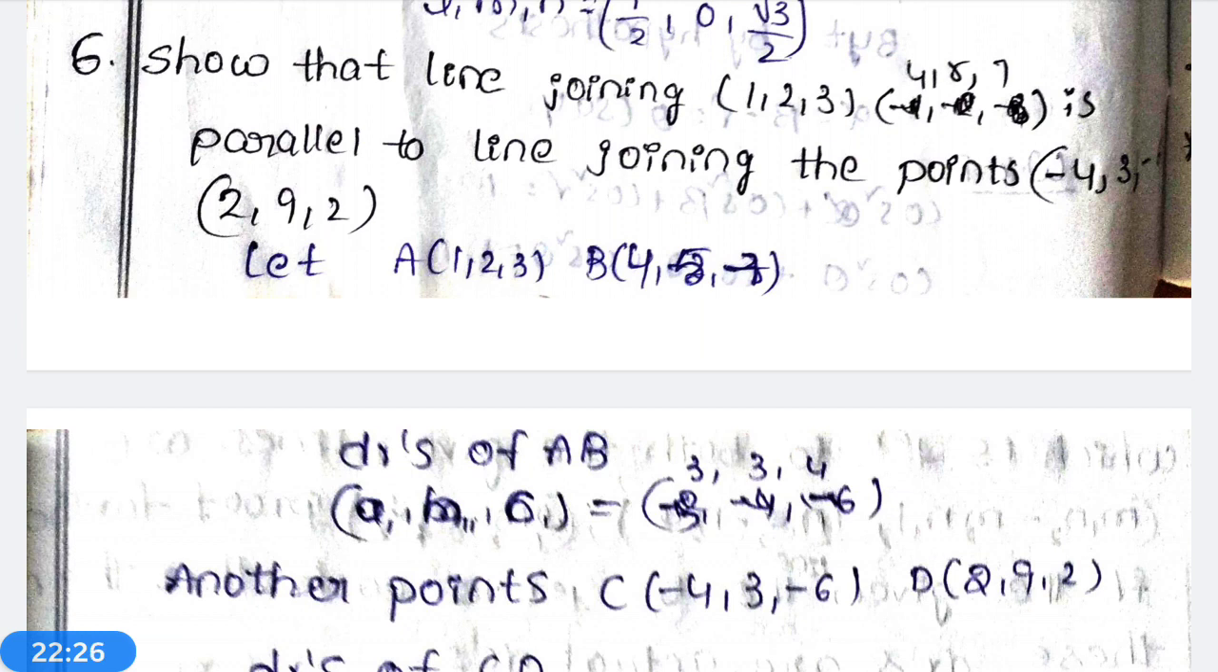AB is one line. C is the third point (-4, 3, -6). D is the fourth point (2, 9, 2). In this case, first we have to find the DRs of the first line as well as the second line. So the DRs of AB are 3, 3, 4, because 4 minus 1, 5 minus 2, 7 minus 3.